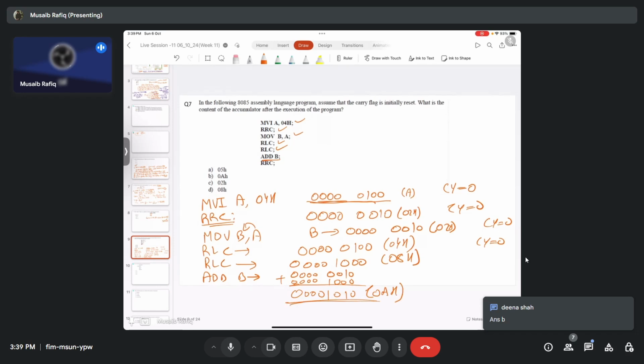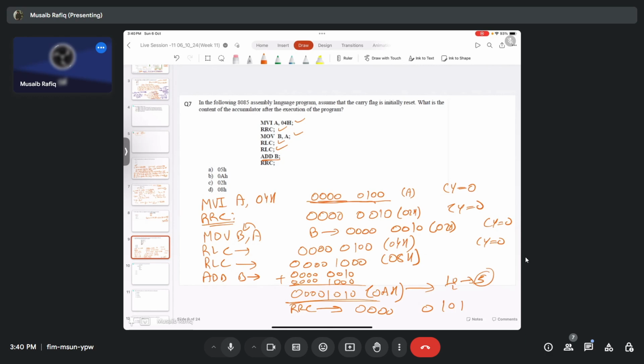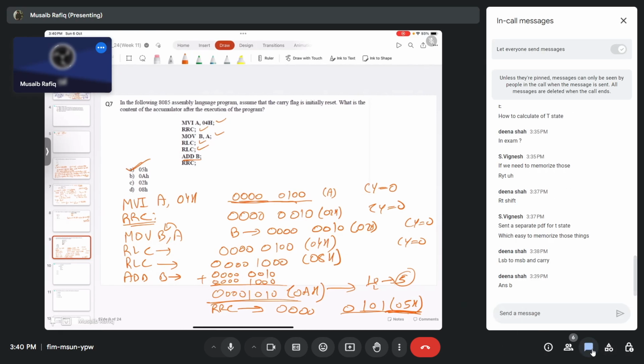And after that I have the final operation, that is RRC. So it will be 0 0 0 0 0 1 0 1. This was 10, and 10 divided by 2 is 5 simply, if you want to save time, but I need to go over each step, so it will be 05 hex. So after all the operations, the contents of accumulator will be 05 hex. That is option A. I think you forgot the last instruction, right? I hope you got it.